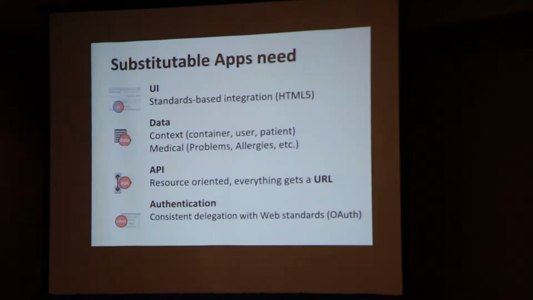And there's some contextual data there, but mostly there's medical data, all the blood pressures and lab results and patient demographics and stuff that your app needs to make sense of a patient record. And then there's an API for accessing those data, and there's authentication so that users can delegate access to records to an app, so an app can access data on behalf of the user.